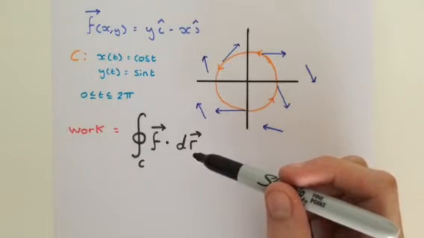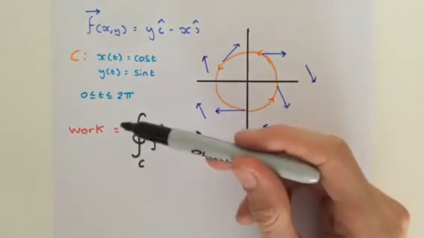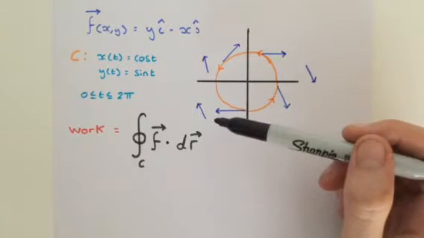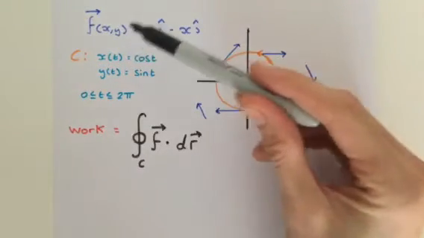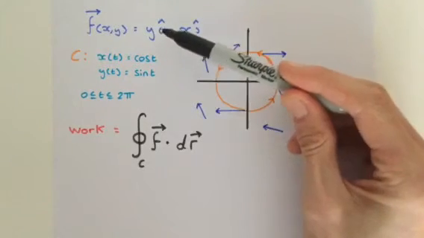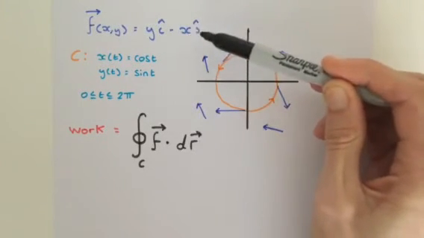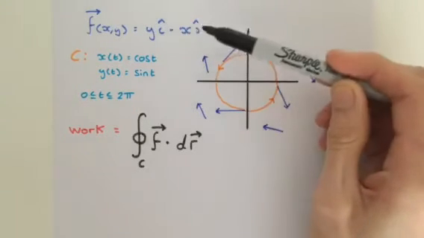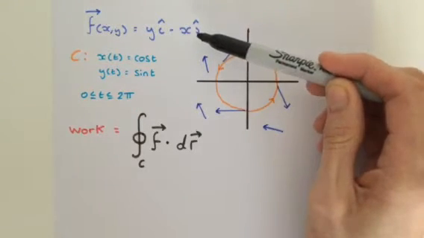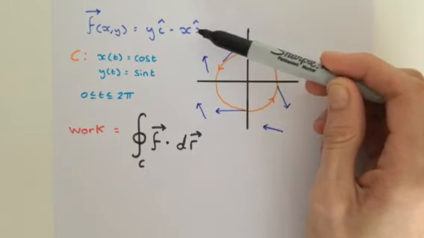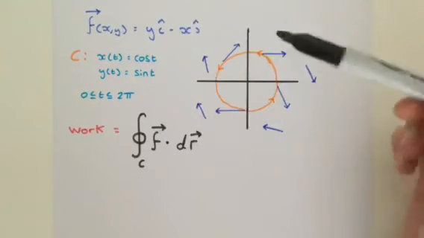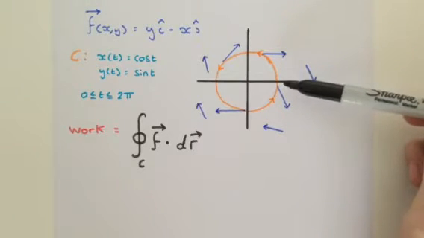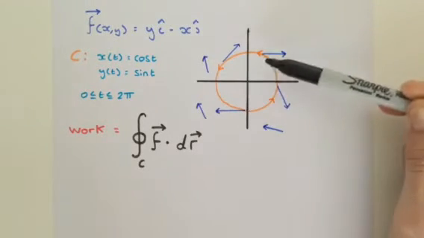Hello. In this video we're going to calculate the work done using a line integral. So let's say we're given a vector field f and its components are y i minus x j, where i is the unit vector in the x direction and j is the unit vector in the y direction. And let's say we have a curve inside this vector field. More precisely, this is the unit circle with radius 1.